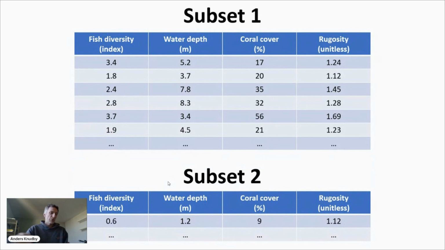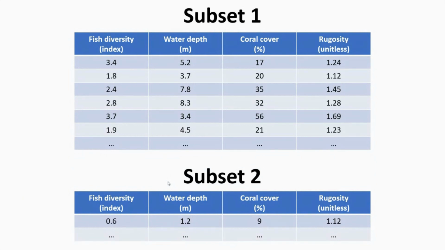The random forest model proceeds by splitting the data into two subsets based on a threshold value applied to one of the variables. So for example, if we put all the data points with depth greater than 2 meters into one group, and all those with depth less than or equal to 2 meters into the other group, we get something like this. We then calculate the variance of fish diversity in each of the two subsets, with the idea being that good subsets are homogeneous and therefore have low variance.